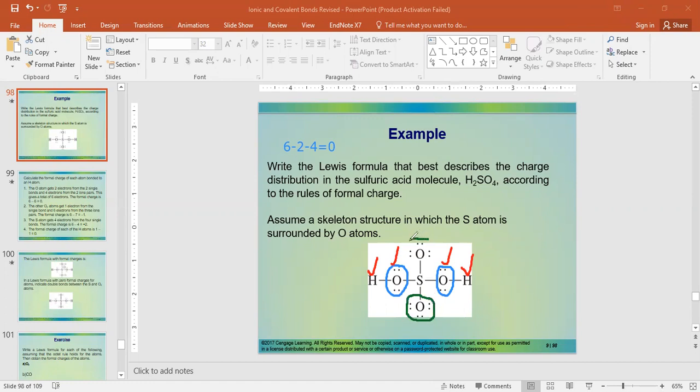So next, let us look at this oxygen, which is also the same as this oxygen here. And what we do, we come here. Again, it has 6 valence electrons. How many bonds? 1. We subtract 1. How many lone electrons? 6. We have 6 of them. And the answer here is minus 1.